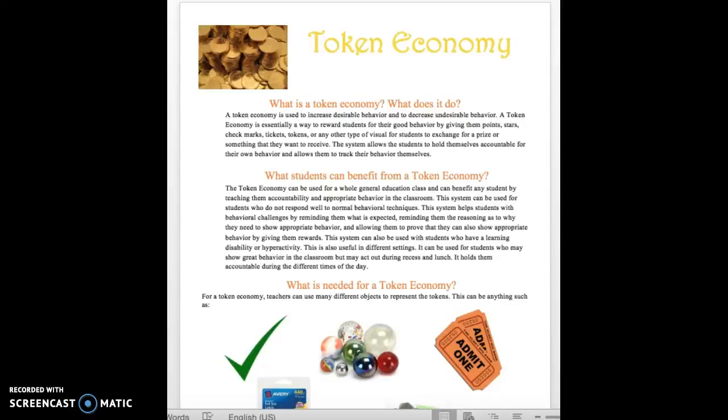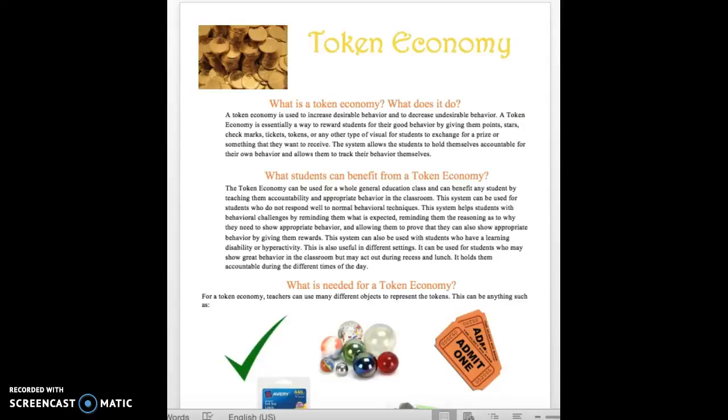So, what is a token economy and what does it do? A token economy is used to increase desirable behavior and to decrease undesirable behavior. A token economy is essentially a way to reward the students for their good behavior by giving them points, stars, check marks, tickets, tokens, or any type of visual for students to exchange for a prize or something that they will want to receive.